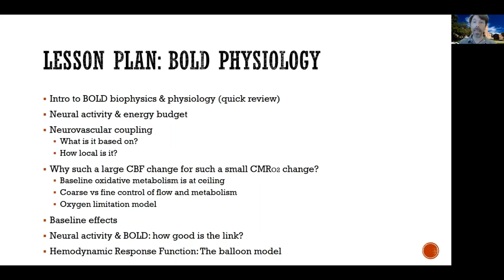Alrighty, so here's the plan for today. Now what I want to do is restart from the graph depicting both biophysics and physiology of the BOLD signal, just as a quick recap. And then I want to dive into the physiology of the BOLD signal.